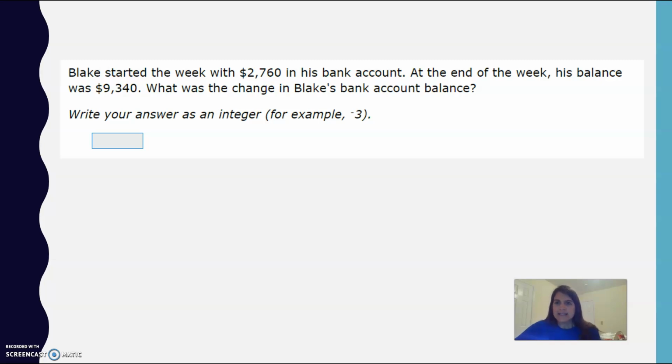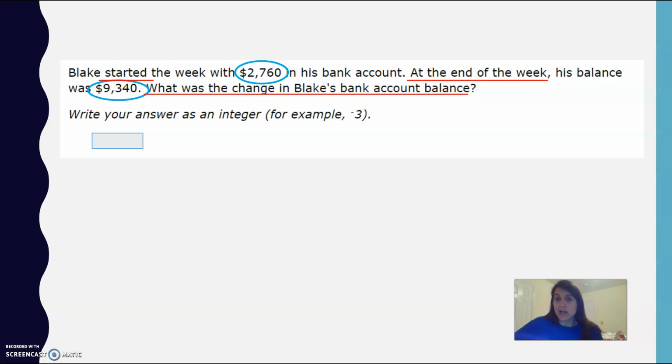So this one says, Blake started the week with $2,760 in his bank account. And then at the end of the week, his balance was $9,340. The question they want us to answer this time is, what was the change in Blake's bank account balance? We have to write our answer as an integer. For example, if our answer is -3, we would write -3.